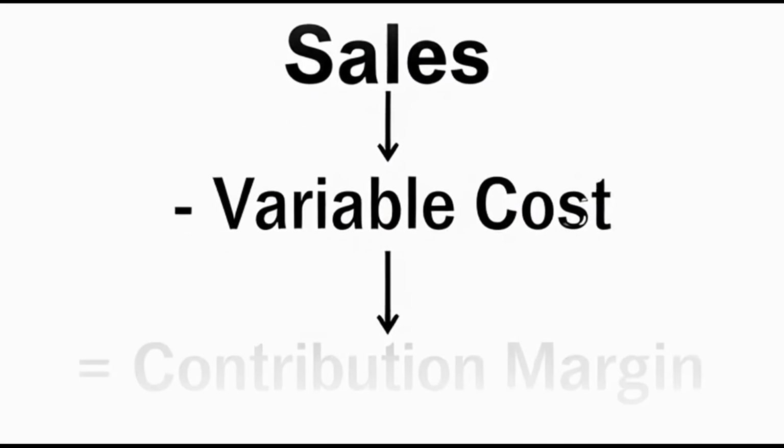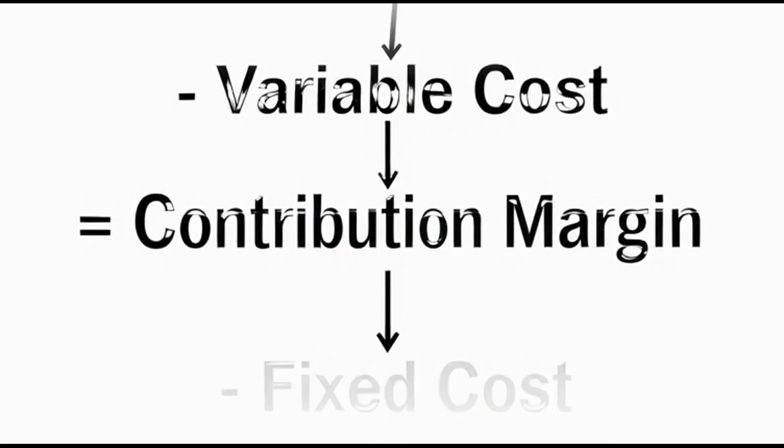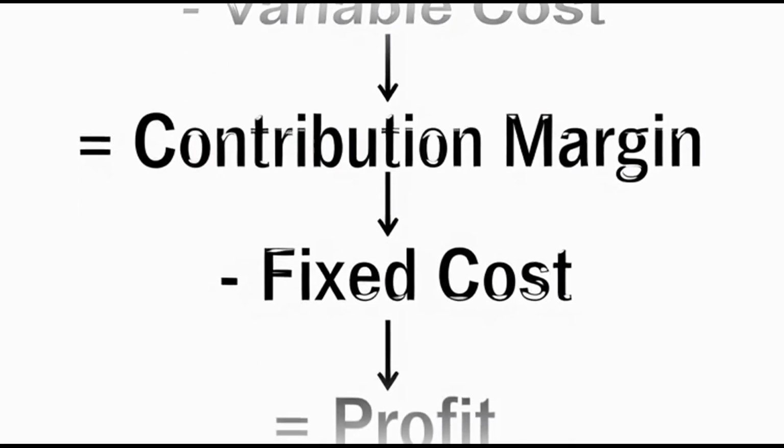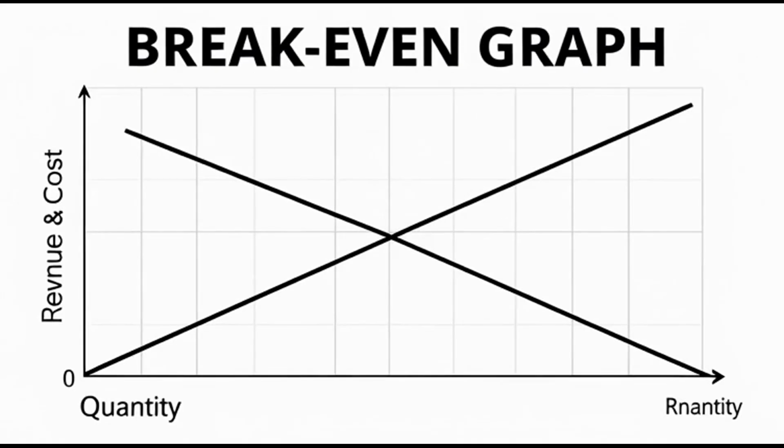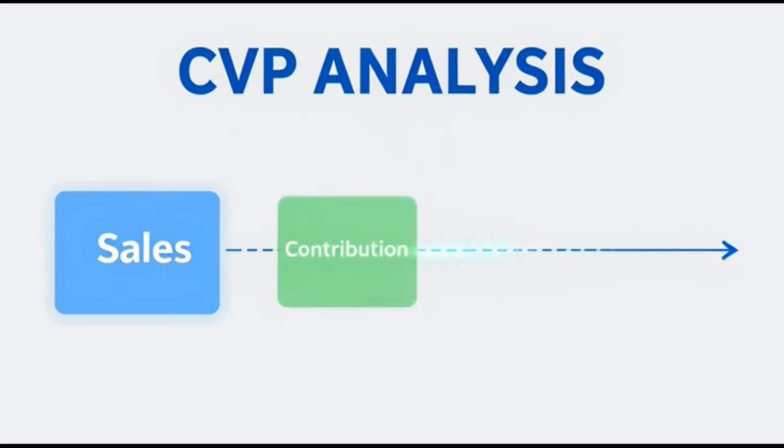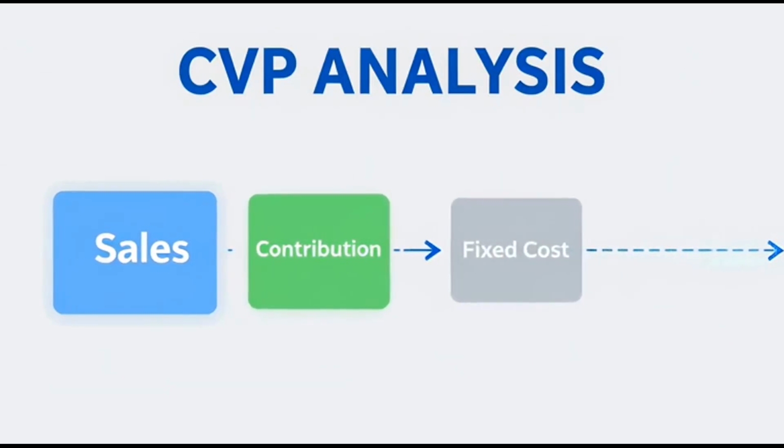A mix of fixed and variable costs. This is the core logic of profit. Break-even is where revenue equals total cost. Small changes in sales can create big changes in profit.